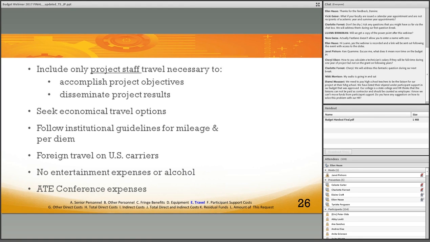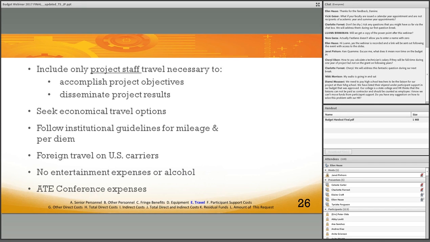And this travel line is also where you would budget, as new PIs, to attend the National ATE Principal Investigators Conference held each October in Washington, D.C. It's a good idea to include funds for at least 2 team members and up to 5 to attend the annual ATE PI conference. If you're applying for an ATE grant in October 2017 and you're awarded, you would be expected to attend the 2018 ATE conference.